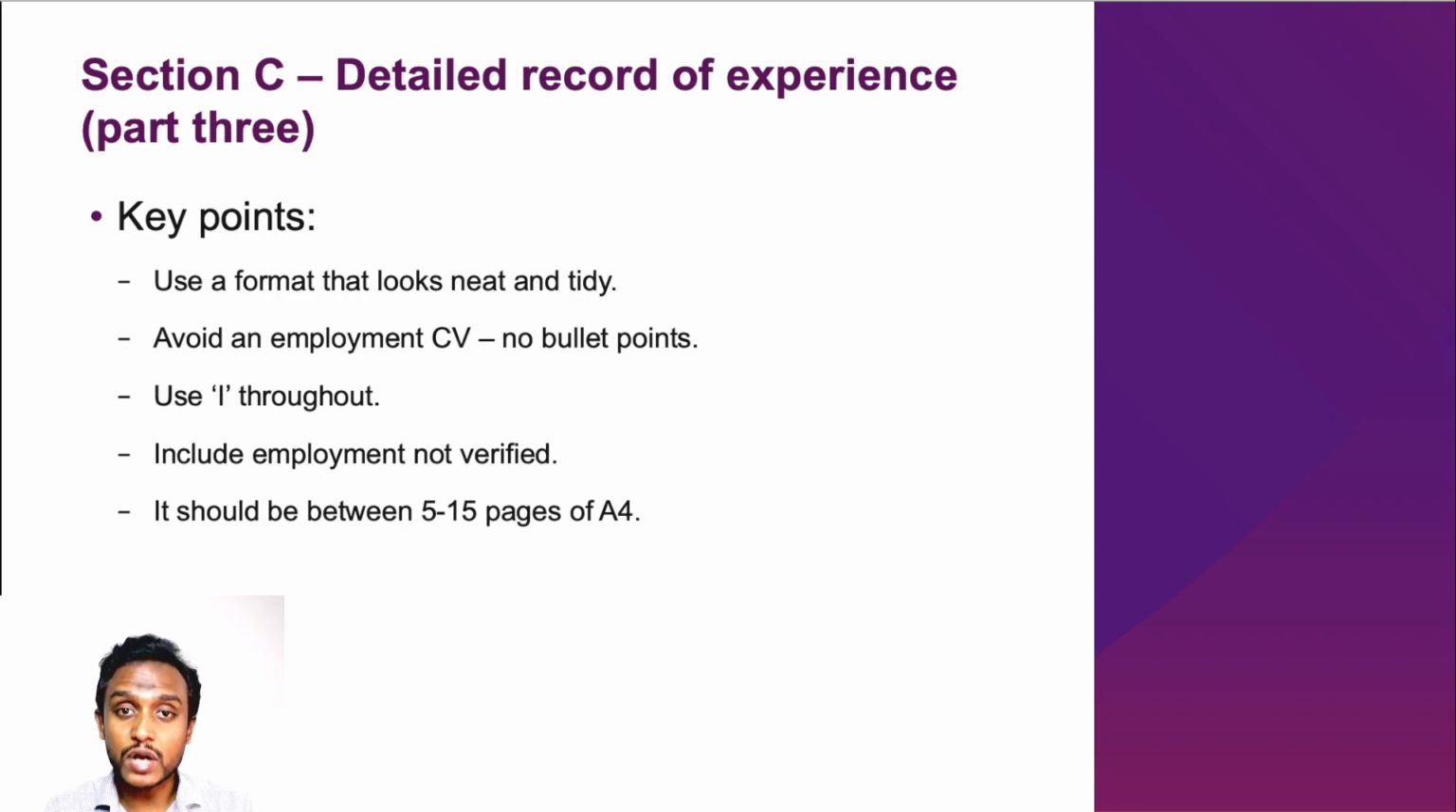You have to write it in the first person, because you're the one who's writing it: I did this, I was able to do this, I worked as part of this team, I was responsible for this, I was able to undertake this particular activity, I executed these particular tasks, et cetera. So you write it in the first person, and this entire section should be between 5 to 15 pages of A4 sheets. Going up to 15 is generally not recommended.